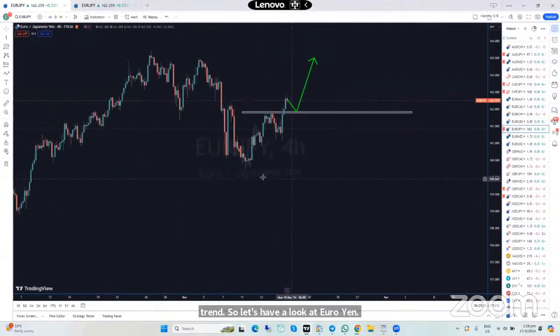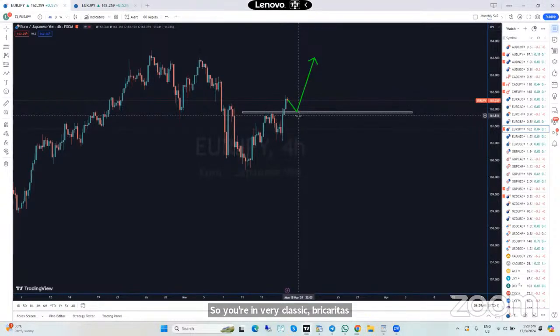Bottoms out, one higher low, second higher low, higher high, waiting for a third higher low, then this would be a very nice place for us to actually jump into it. So Euro yen, very classic break and retest.